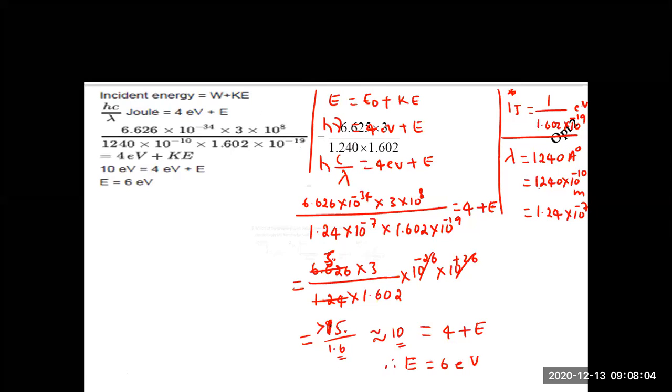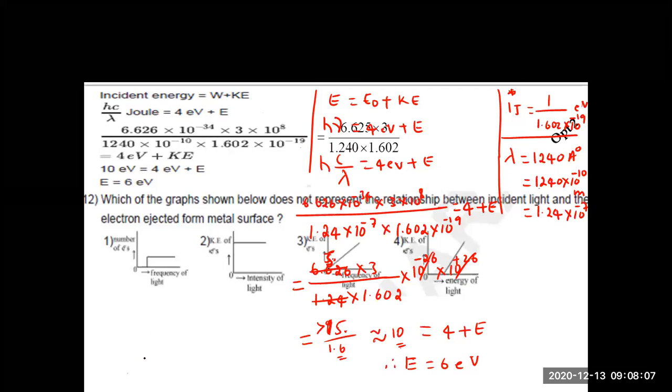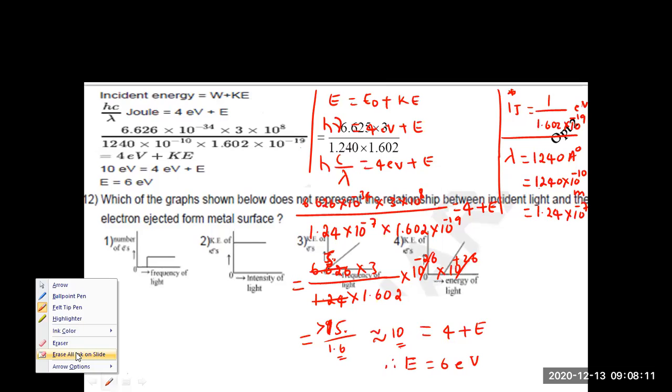So it is option 2. Let me remove this, whatever I have written. If all of you have copied down, I'll just remove it. Okay.